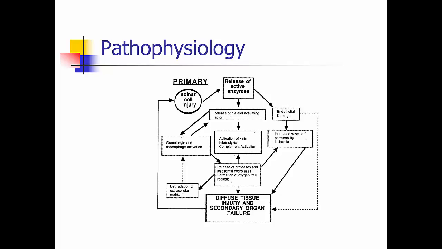And that release of the proteases causes a degradation of the extracellular matrix, which goes around and stimulates more granulocytes. And as you can see, there's this self-perpetuating feedback loop, because you get the diffuse tissue injury, and that causes more acinar cell injury, and the whole thing starts all over again.